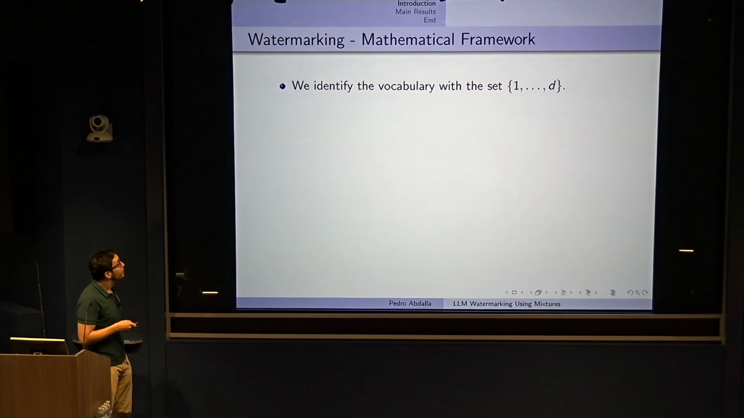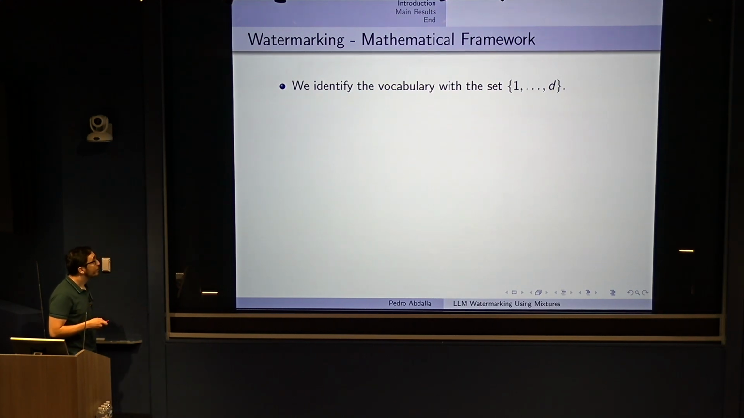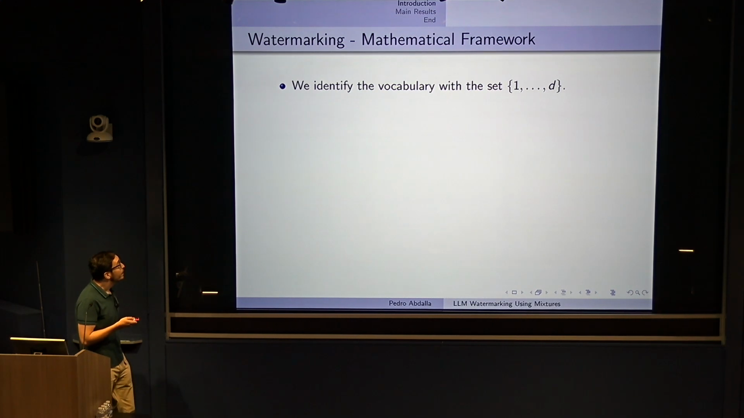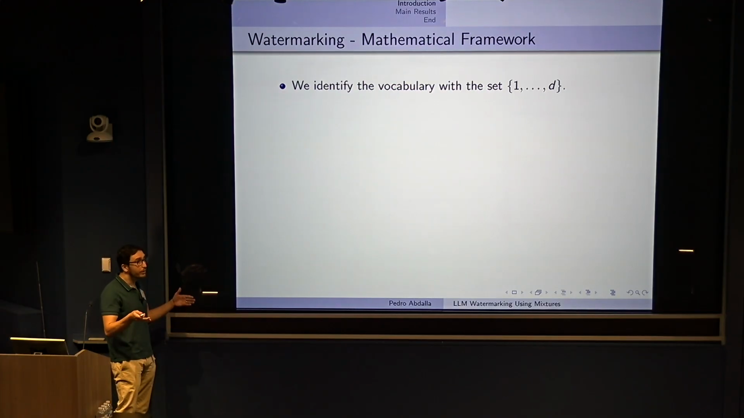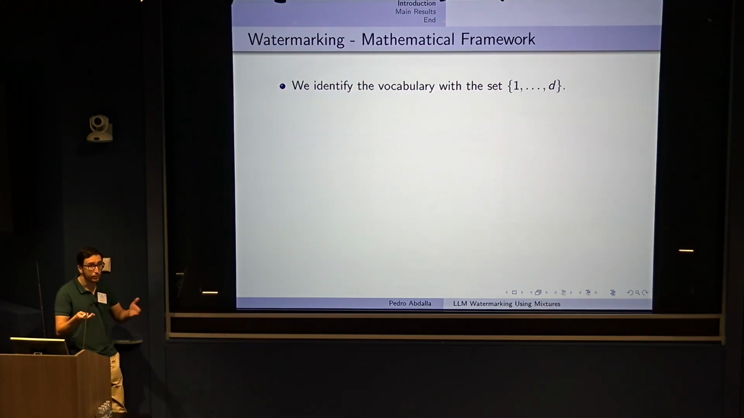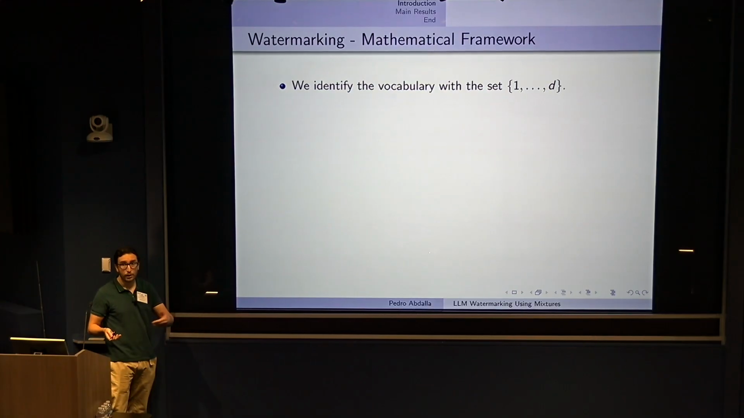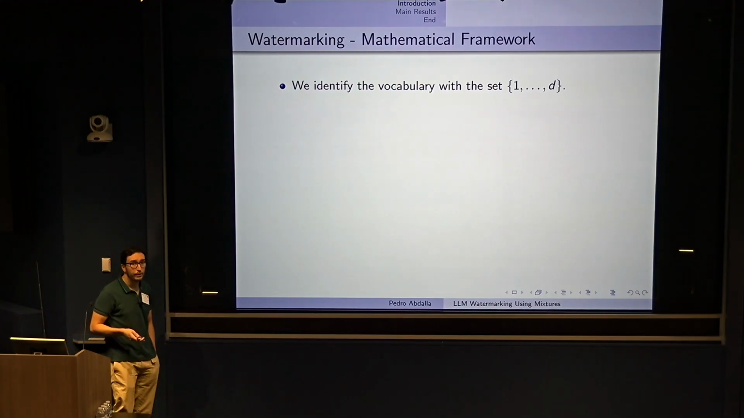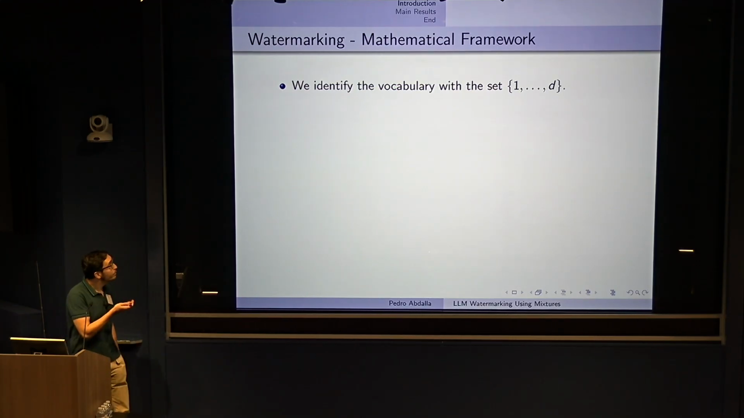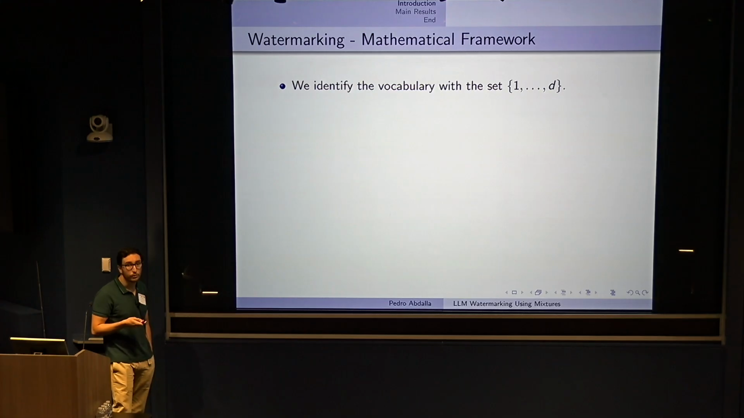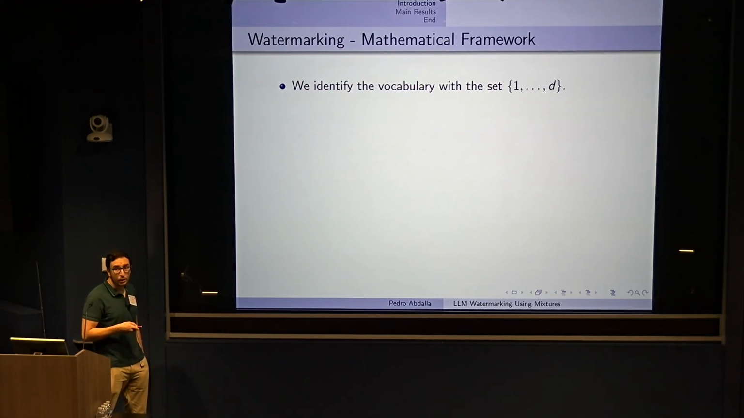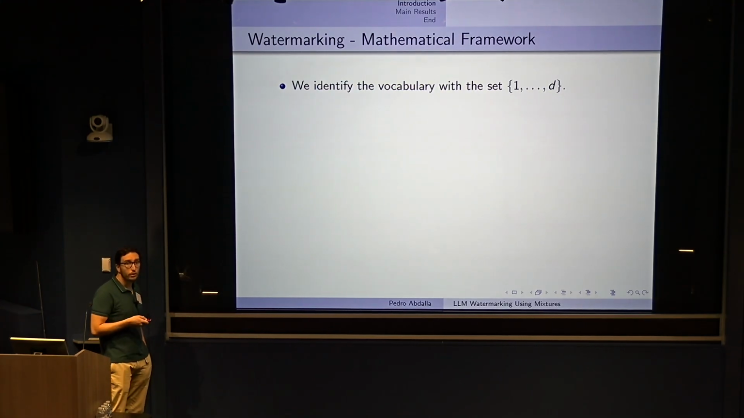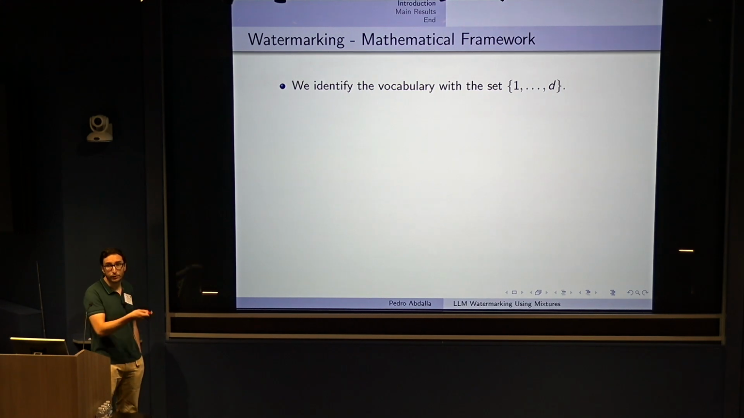The mathematical framework we are going to adopt today: we identify the vocabulary, the set of D tokens, with the set 1 to D. So I'm going to talk about token 1, token 2, token 3, and so forth, not tokens that are parts of English or any other language. It's going to be token 1, token 2, until token D. Of course, what we do does not depend on the assignment, properly speaking. It's going to be invariant.